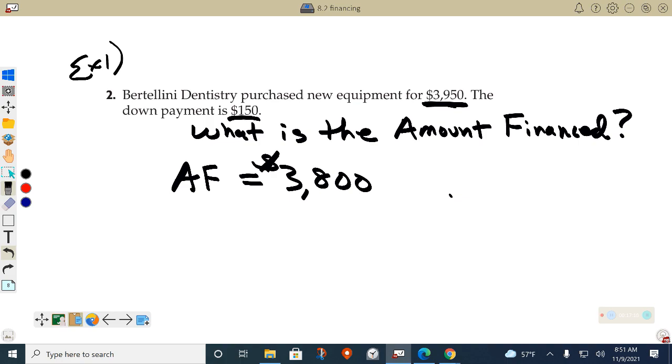Questions? So I just took the cash price minus the down payment, and whatever's left over is how much they owe. That's the amount financed. They're going to finance that. They're going to pay it off in monthly installments, with interest though. We're going to get into that tomorrow.